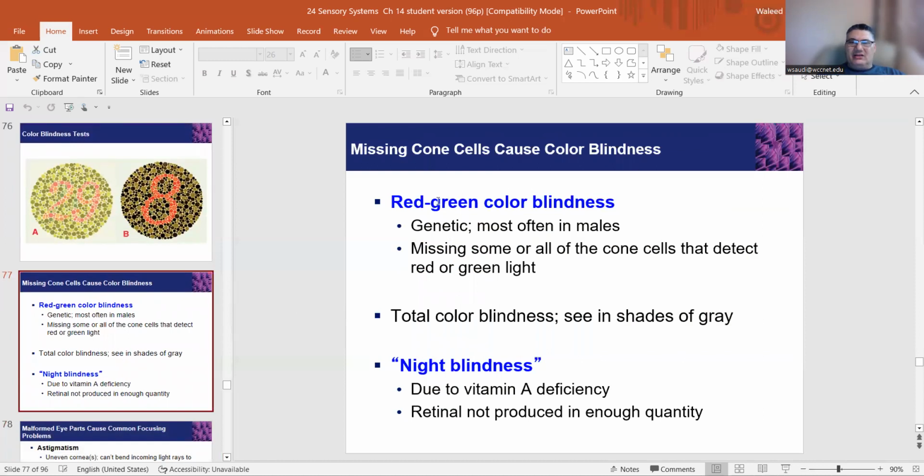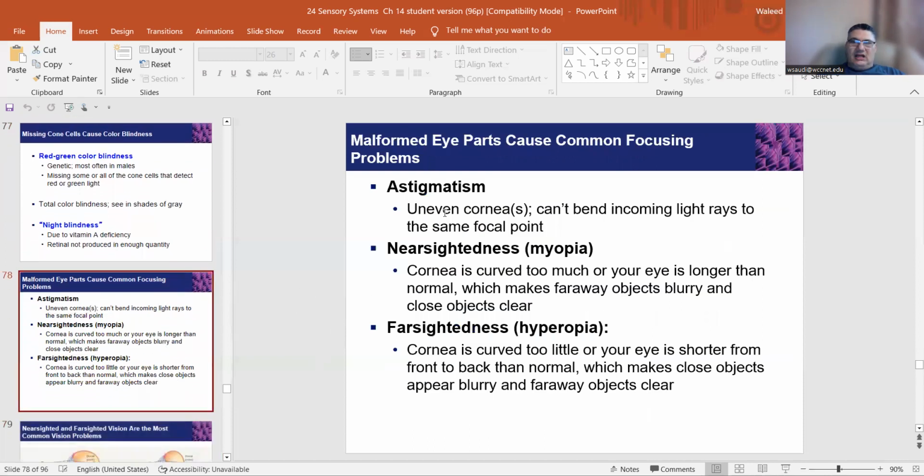Color blindness can be red, green. There is something called night blindness, which is vitamin A deficiency that I talked about. Why? Because you don't have enough to make the pigment for the rods. That's it. Astigmatism is when the cornea is not smooth. Myopia or nearsightedness. This is where you're wearing glasses again.